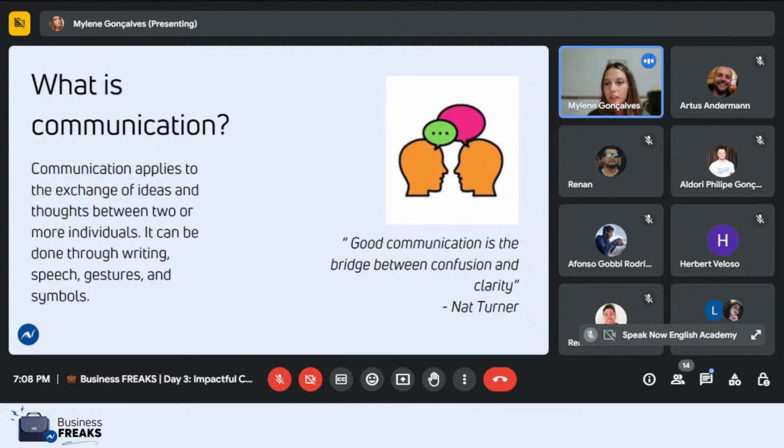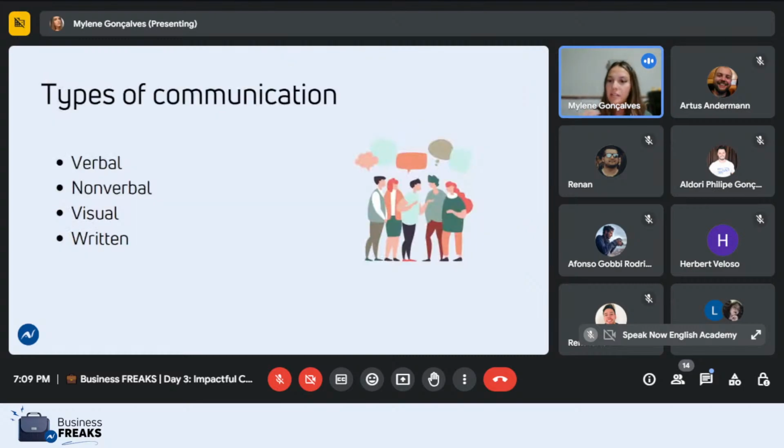Let's take a moment to think on this quote, to try to understand what this quote means, right? If the idea of communication is to exchange ideas, to exchange thoughts, right? If we don't express this in a clear way, it opens opportunity for confusion, right? And I think you know that confusion at the workplace is not a good thing to have, right? So today I'm going to be teaching you how to do this in a clear way, in a healthy way also, right? So as I told you, we have types of communication, and it can be verbal, non-verbal, visual, and written.